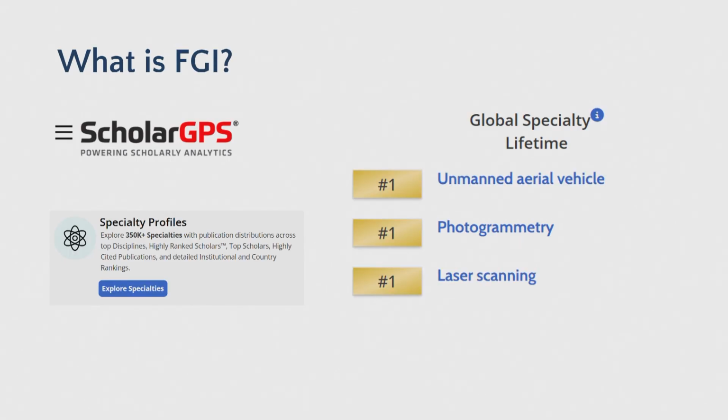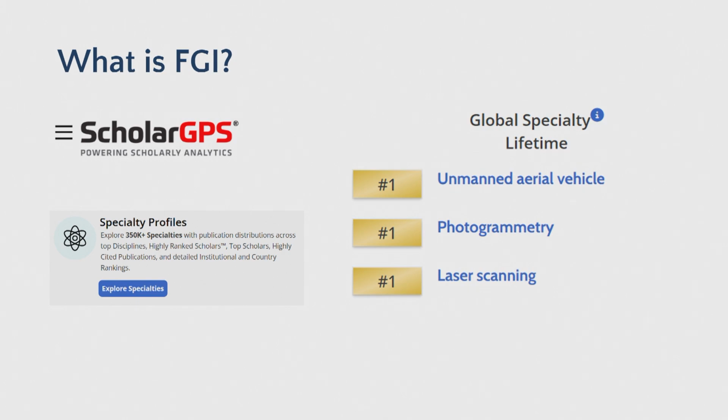So what is FGI? Don't say Scholar GPS is bullshit. I really like this. FGI is a research institute in Finland, and I'm leading the department for remote sensing and photogrammetry, and we have really little budget funding, so 90% is paid by outside projects.